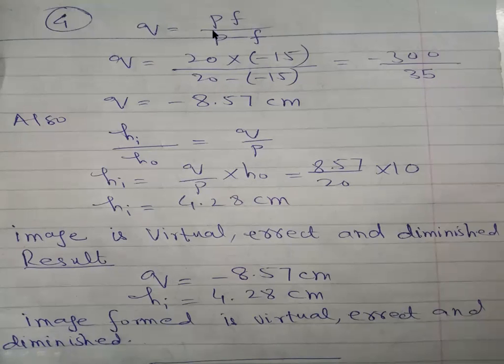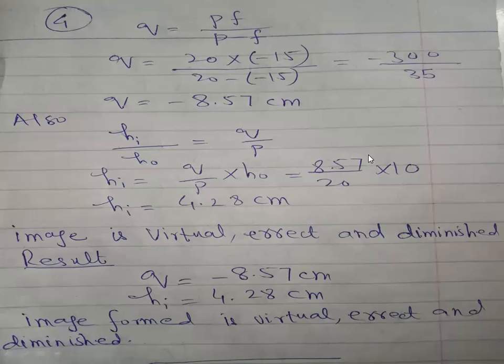If you solve this, the value of q will be minus 8.57. So I use the same formula as I discussed in the last numerical: HI over H naught is equal to Q by P. I separate out HI. HI means image height. So HI is Q by P multiplied by H naught.